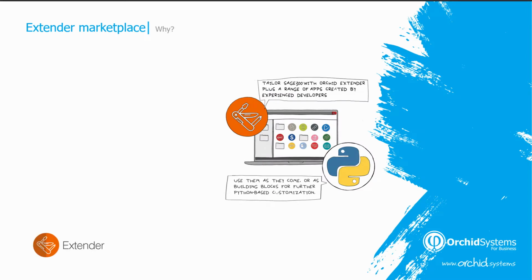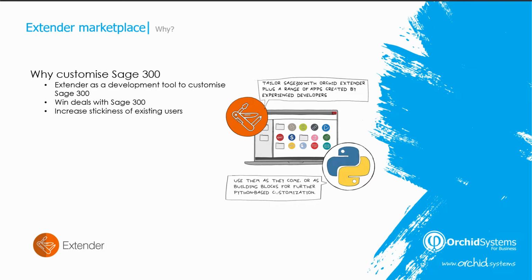Since its release, Extender has become a well-known platform of choice to customize Sage 300, thanks to its ability to save customizations in the Sage 300 database, upgrade easily, and use Python and its libraries to support the customizations. Over the years, we have found that Extender allows partners to close deals that they might have had to walk away from, as well as increase stickiness of existing users who choose to tailor their existing Sage 300 implementation to their new requirements rather than switch to another package.